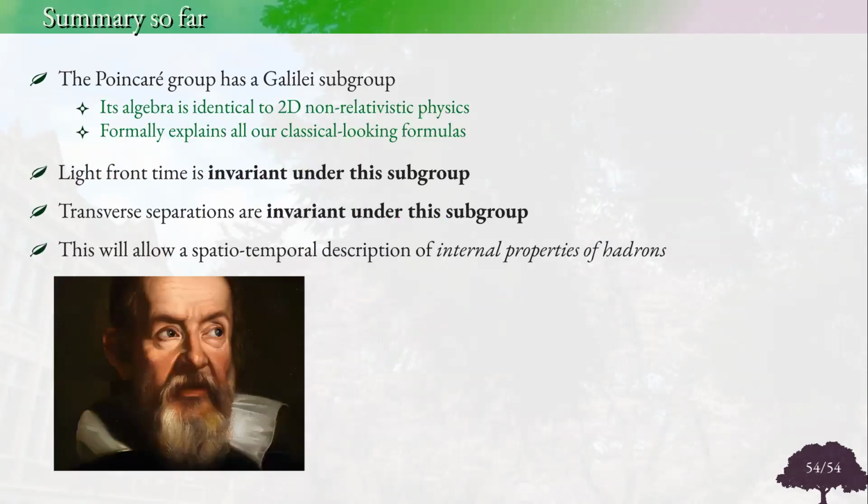So the summary so far for this subsection: the Poincare group has a Galilei subgroup. Its algebra is identical to the algebra from 2D non-relativistic physics, and it basically formally explains all the formulas that look like non-relativistic formulas that we've seen so far in these lectures. Light front time is invariant under this subgroup, basically by design. It's the subgroup that P plus is the central charge of, meaning everything commutes with P plus, meaning that P plus is invariant. But X plus transforms the same way as P plus. It's the plus component of a 4-vector, so light front time is invariant under the subgroup.